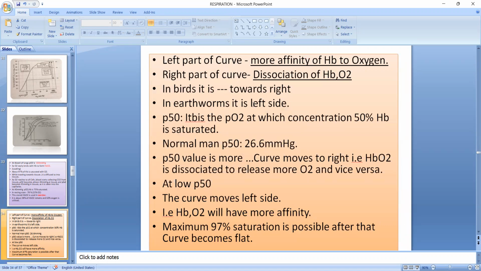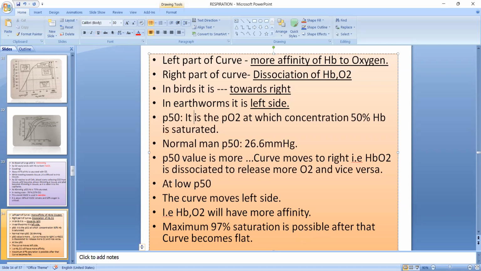ఎర్త్వామ్స్ మామూలు కన్నా లెఫ్ట్ సైడ్ ఉంటుంది, because it is a very lazy or slow active, less active organism. It is high active organism, okay, bird is. That's why in the bird, when compared with human being, the oxygen association curve is right side. In earthworm, when compared with human being, it is left side. Okay, so anyway, then this term, what is this term?